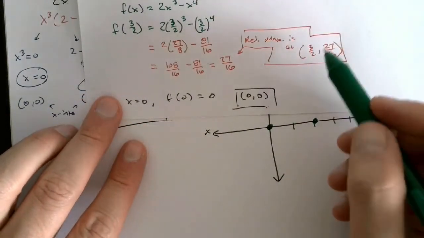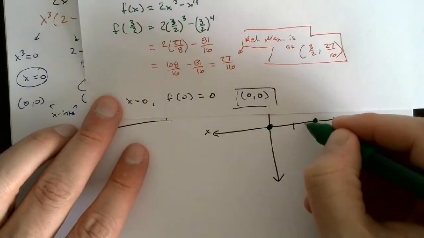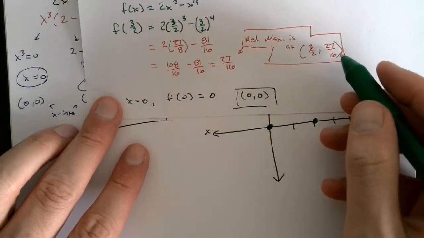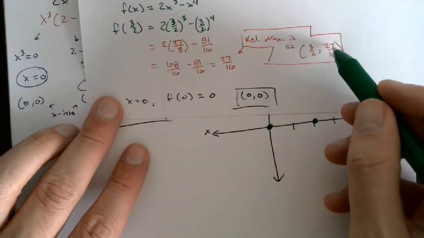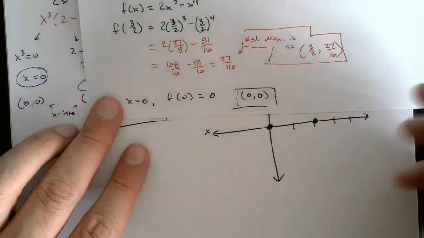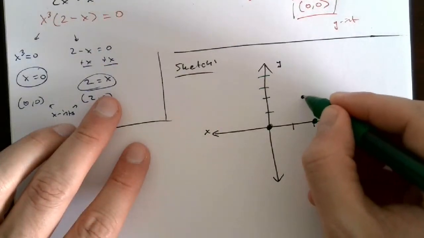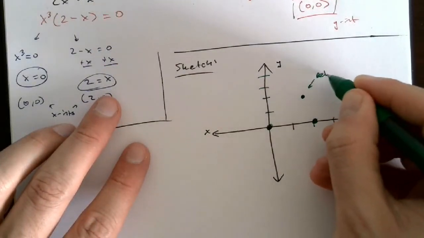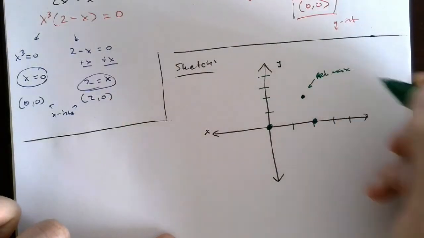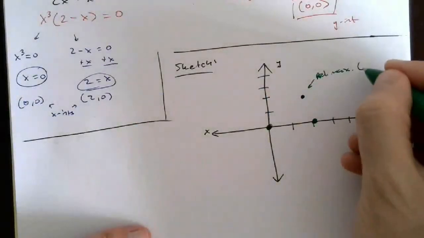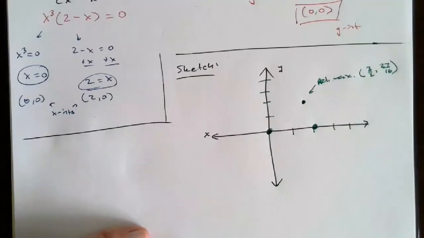And then the relative max is at (3/2, 27/16). Think about where that would be. 3/2 is 1.5, so it'd be in the middle here. 27 over 16. Think about where that would be. 32 over 16 is 2, and 16 over 16 is 1. So it's between 1 and 2, closer to 2. So if I was looking at this, I'd put it right about there. And this is our relative max. So we have a relative max at the point (3/2, 27/16). Leave it as a fraction, that's okay.